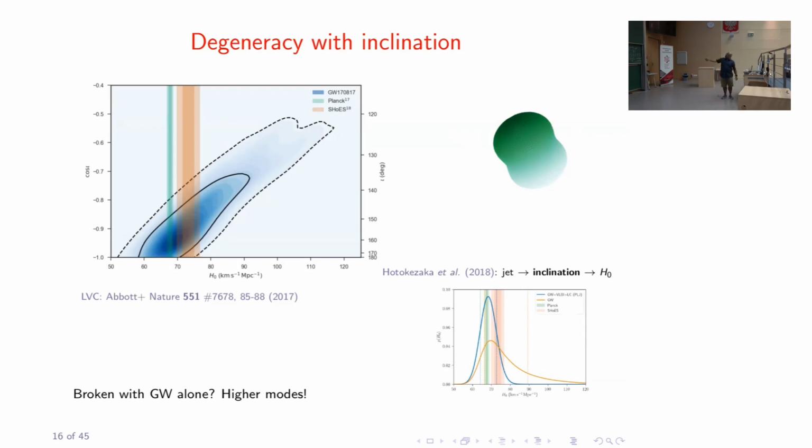And this was already done by a separate inclination measurement coming from the jet. So if you trust the jet models that went in, then you could already improve the Hubble constant measurement by quite a huge factor over here. The inclination measurement can also come separately from gravitational wave observations alone via what are known as higher modes. Almost all the expressions that I gave you were about the leading order gravitational mode.